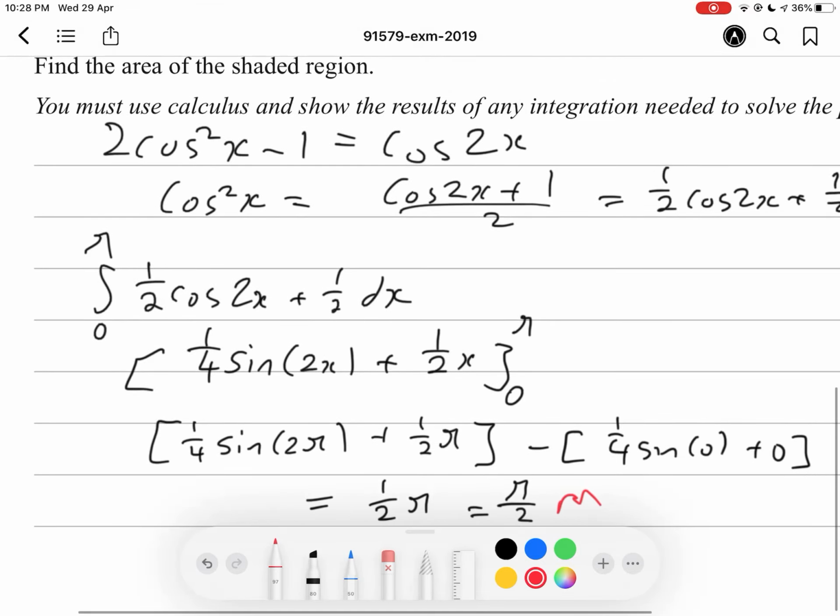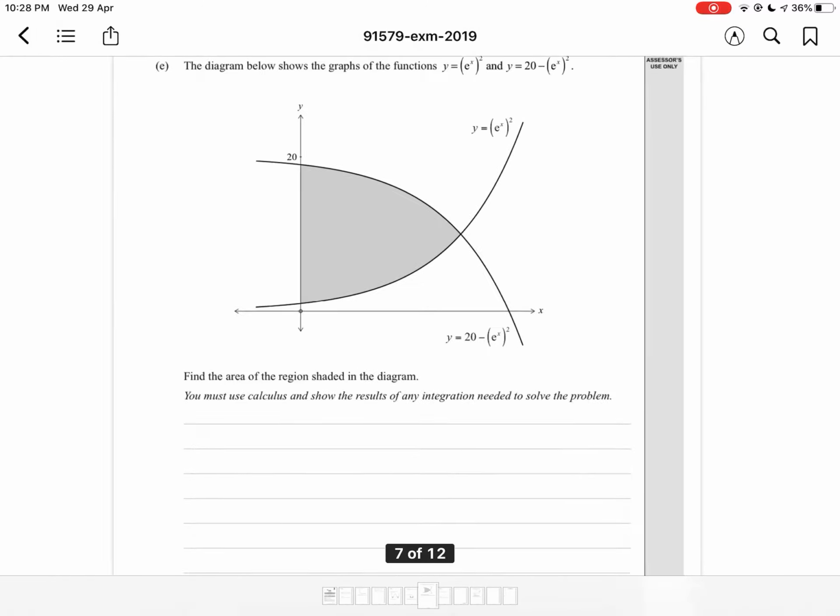To get an achieved grade, you're looking at the correct integration. The correct integration is up to this step, and you'll get an achieved.